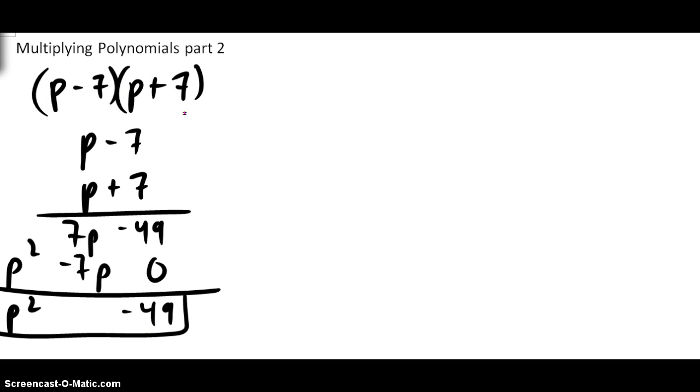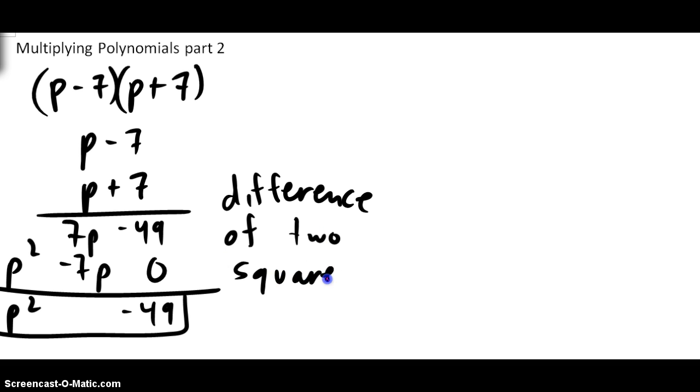Okay? So that's a special case. That's called the difference of two squares. It comes up very often. And there's also, it's called when you square a binomial.